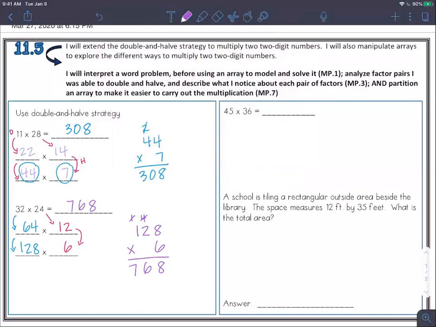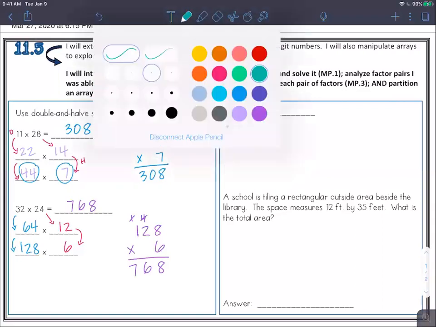Let's look over here. 45 times 36. Now, sometimes you'll notice with one number, like I know double 45 is 90. So I might want to go that way because that makes it a lot easier. So I'm going to double 45 to 90, which means I need to take half of 36, which is 18. Okay? That's still not super easy, so I can do it again.